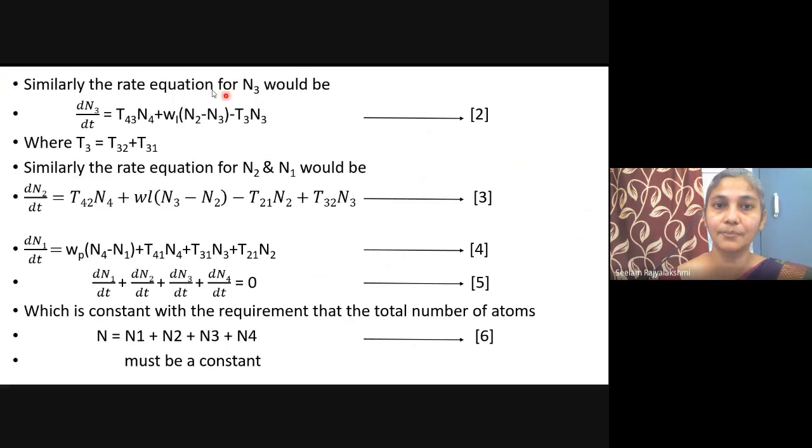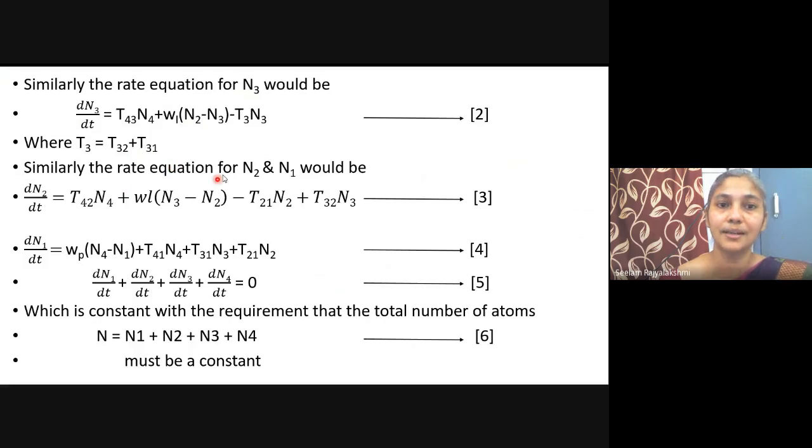Similarly, let us see the rate of change of population in level 3, that is N3. The rate of change of population is represented by dN3 by dt, which equals T43 N4, transitions from level 4 to level 3, plus omega L (N2 minus N3) minus T3 N3. Here omega L represents the transition rate between levels 2 and 3, with N2 and N3 the numbers of atoms in the second and third levels. This is equation number 2. Here T3 represents transitions from the third level to the second level and from the third level to the first level. So T3 equals T32 plus T31.